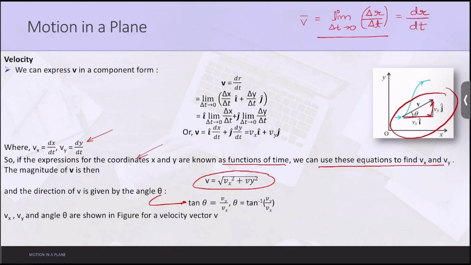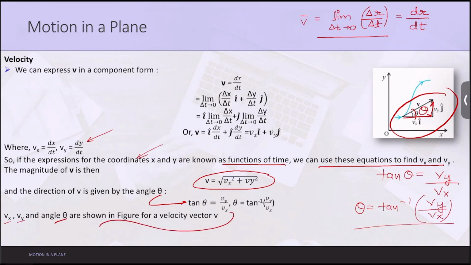What is this angle theta? This angle theta is nothing but tan theta. So using this expression only, theta is written here. So what is tan theta? Tan theta is nothing but equal to vy by vx. And therefore, theta is nothing but equal to tan inverse vy by vx. Okay, where vx, vy and angle theta are shown in the figure for the velocity vector.